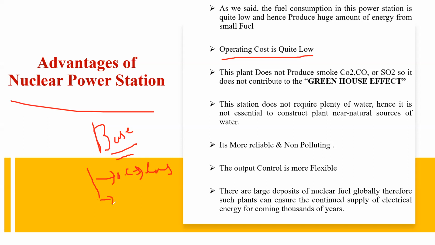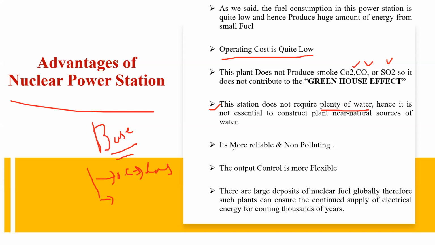Then the second point is that there are no emissions, nothing harmful to the greenhouse effect, that is, no emissions of CO2, SO2, sulfur oxide, carbon dioxide or carbon monoxide. So this is another advantage of the nuclear power plant. Another is that it does not require plenty of water; it requires a very small amount of water compared to the thermal power plant. Water is one of the important sources of electrical energy, but here we need less water only for cooling purposes.